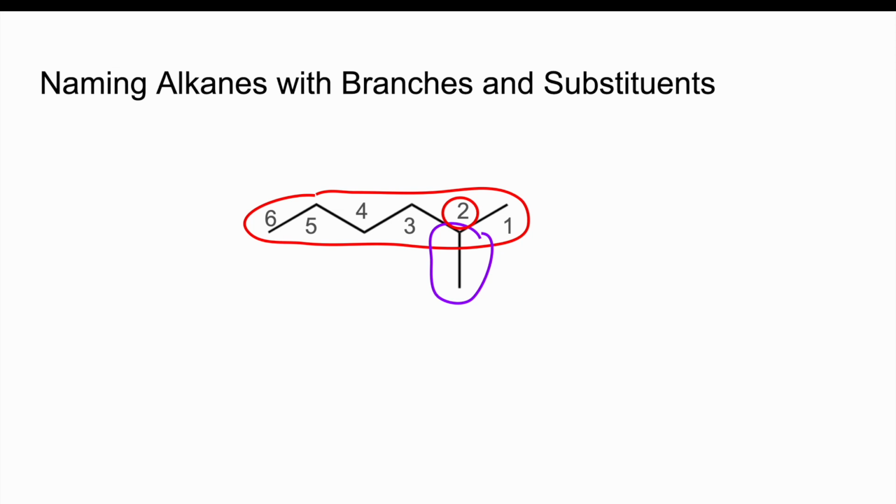It's finally time to build our name. Hexane will be our core name, and then we attach our substituent name to the front along with its position. Use hyphens between the substituent name and its position. In this case, our final compound name is 2-methylhexane.